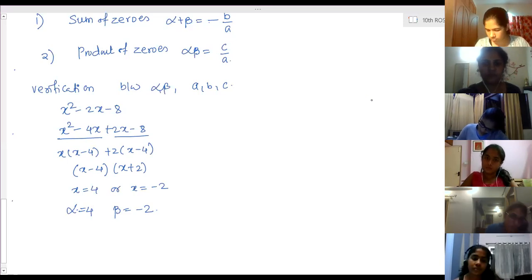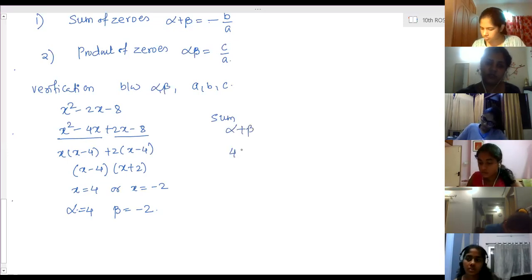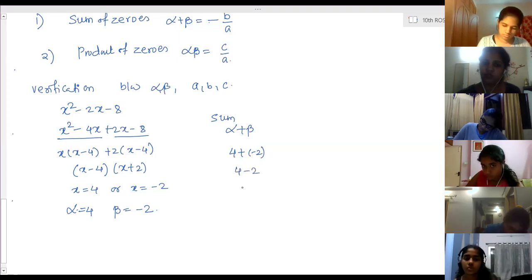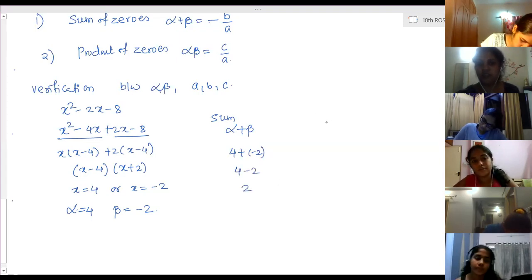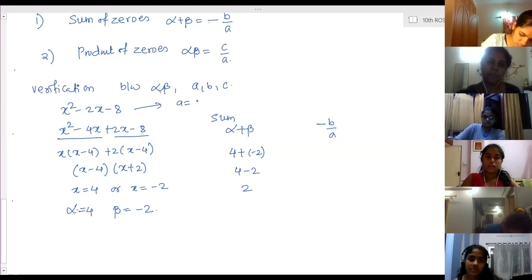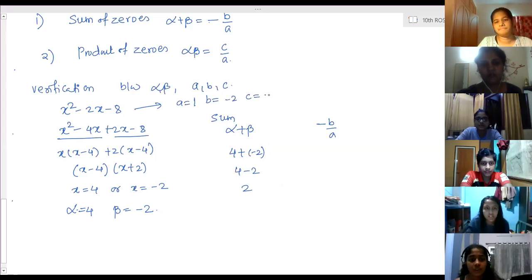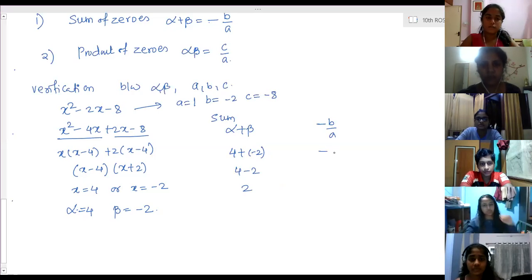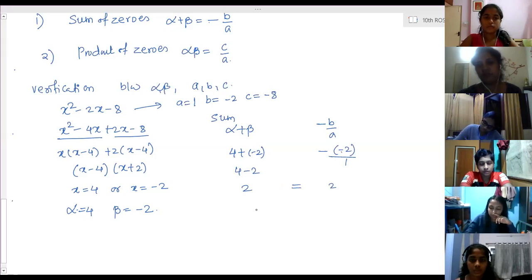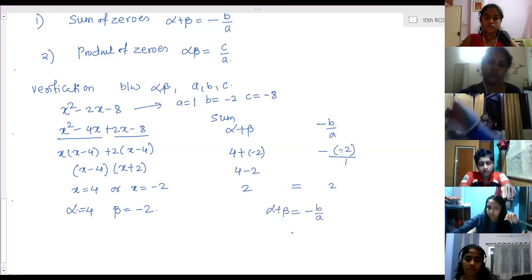Then verify it. The first one is the sum. Alpha plus beta: 4 plus minus 2, 4 minus 2, which is 2. And then here, minus b by a. What are the values of a, b and c here? The value of a is 1. b is minus 2. c is minus 8. So what is the value of minus b by a? Minus b is minus of minus 2, by 1. Minus minus is plus, so it is 2. They are equal. Therefore alpha plus beta is equal to minus b by a. Verified.